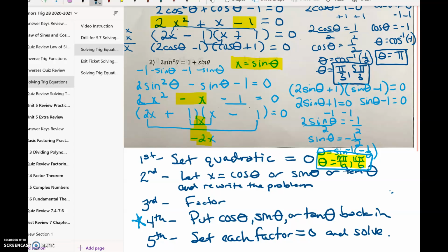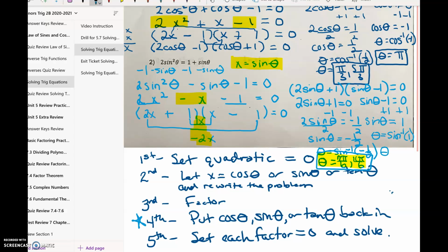Now I have to go to my second factor and add 1 to each side. And I get that the sine of theta equals 1. Take the inverse, and I get theta is the inverse sine of 1.